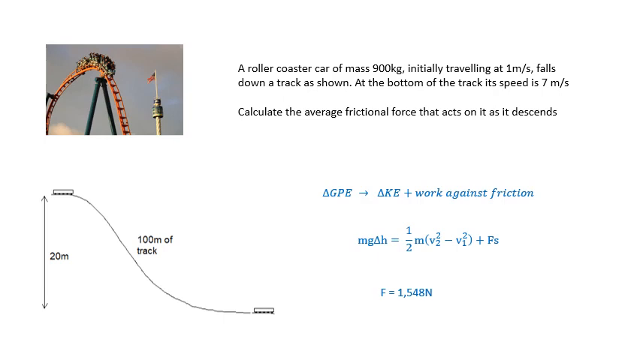So GPE goes to KE plus work against friction. Notice work against friction, I'm treating it like a form of energy. It's measured in joules. So mgh goes to a half mv squared minus a half mv squared. That's the difference in kinetic energy, plus force times distance. Bung in the numbers, work out F, 1,548 newtons.